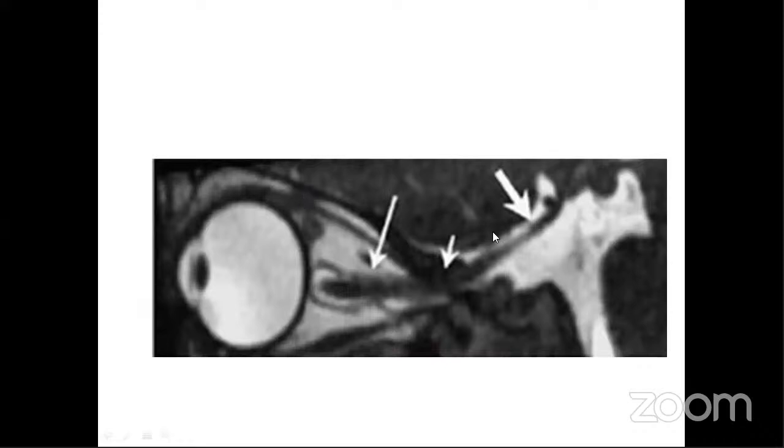This is a sagittal reconstruction image of MRI showing the pathway of the optic nerve from the orbit up to the lateral geniculate body. So here we can see this is the orbital part, then this is the canalicular part, and then this is the cranial part.